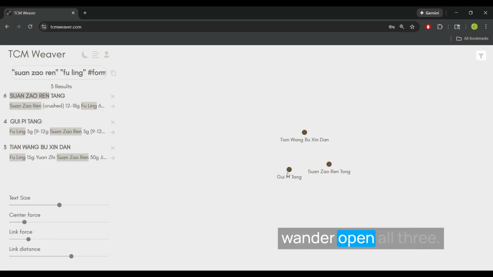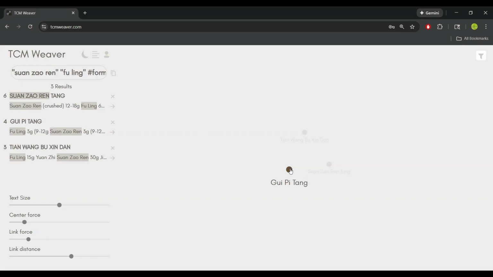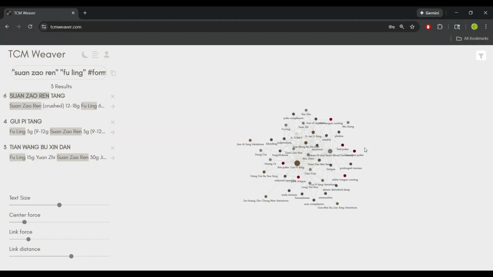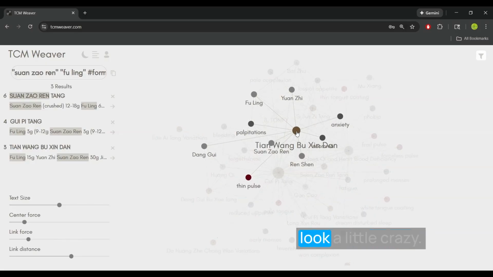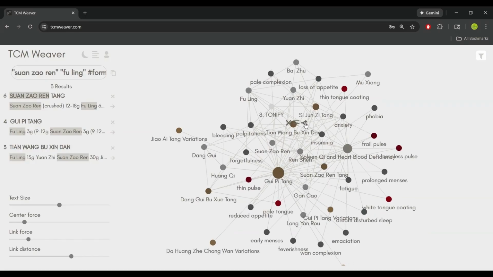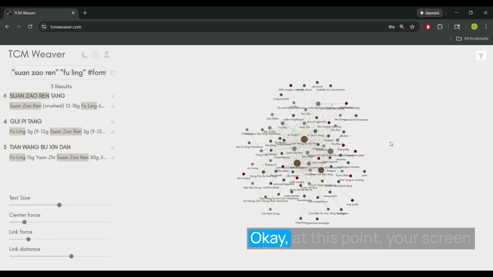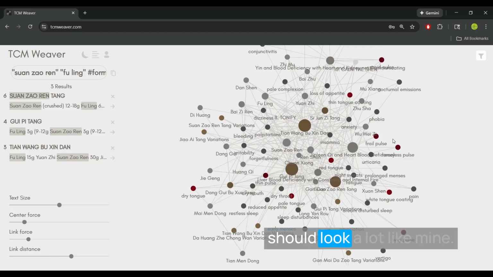First, we're going to wander open all 3. So you click the node, and the wander mode is the little double arrow on the right. And this is going to look a little crazy. Okay, at this point, your screen should look a lot like mine. Kind of wild. But wouldn't this be a cool screenshot? This is all the information we are storing in our heads.